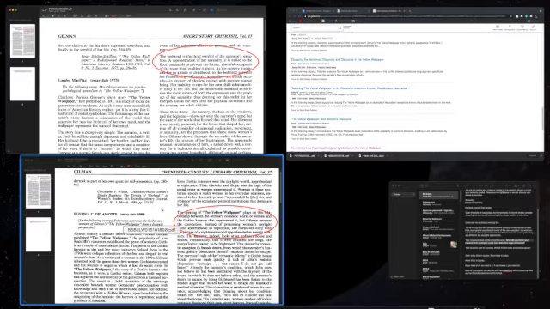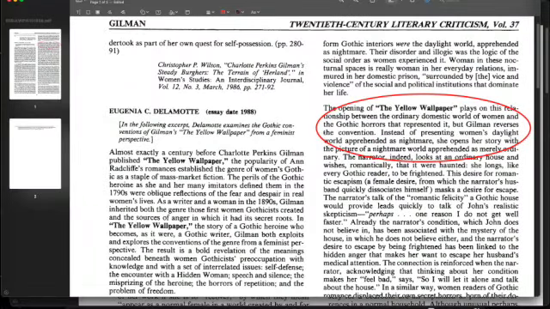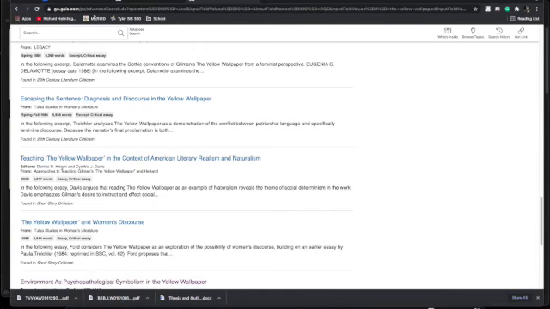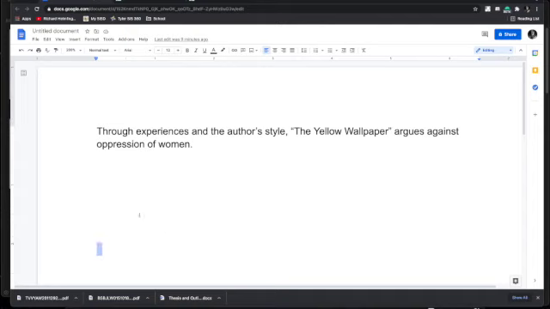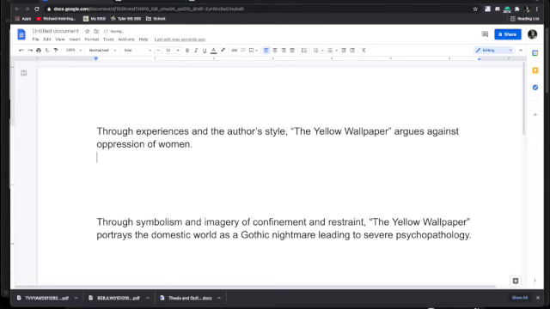And then this other point that I thought was really interesting is the way it's talking about the fact that there's a relationship between the ordinary domestic world of women and the Gothic horrors that represented it. So this connection between ordinary domestic life for women and Gothic horror in The Yellow Wallpaper, that's an interesting connection. So taking these two ideas, I can go back to my thesis and I can blend those in and make it a lot more sophisticated.